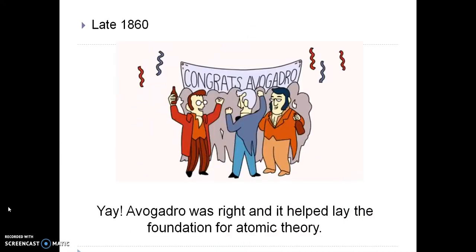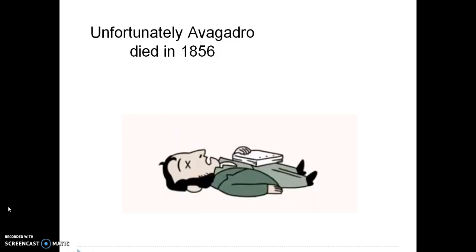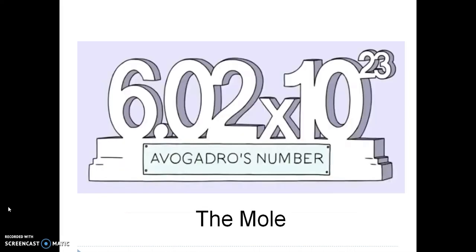So, in the late 1860s, guess what? They found out that there are little particles. We do have compounds. We do have elements. There is a difference between those two. And everybody was so excited. But you know that Avogadro died earlier, so he never even got to see the fruits of his labor. But his contribution led to the naming of the mole, Avogadro's number.